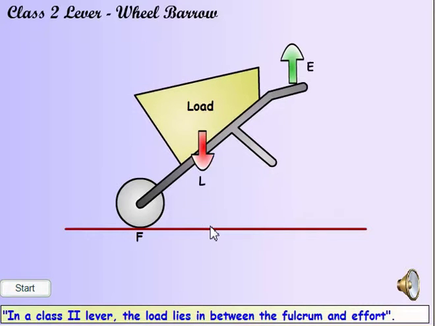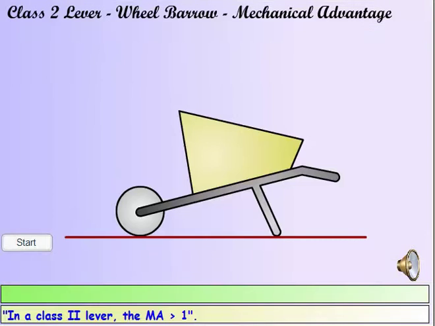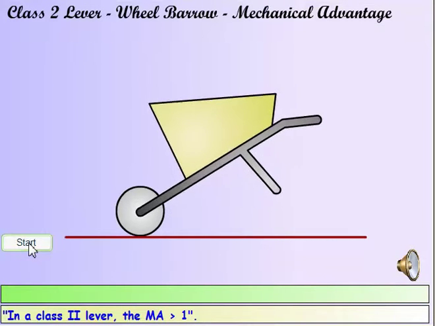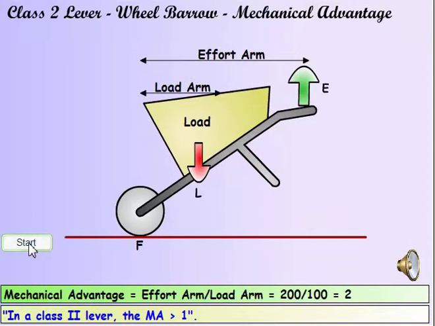In a Class 2 lever, the load lies between the fulcrum and the effort. An example of a Class 2 lever is the wheelbarrow. Since the load is closer to the fulcrum than the effort is, the mechanical advantage of a Class 2 lever is always greater than 1.